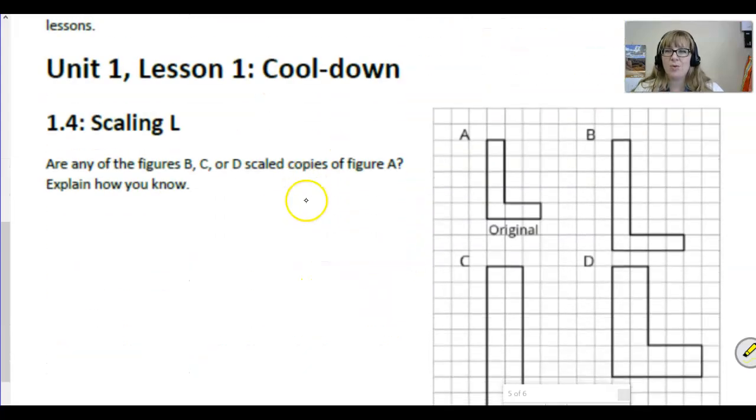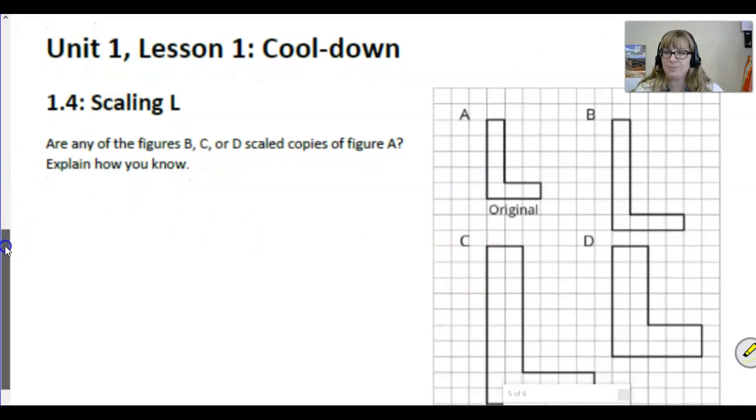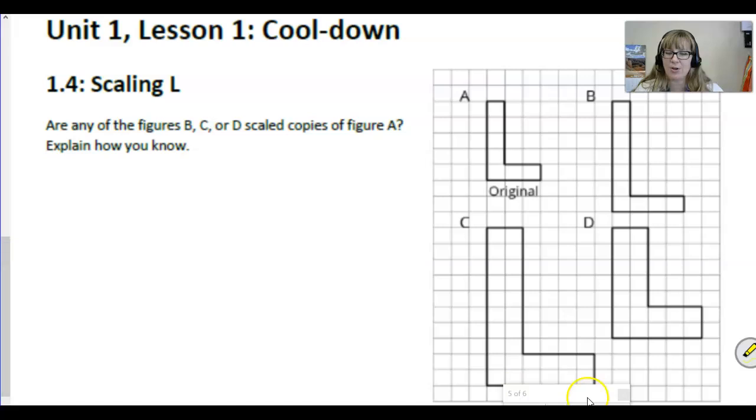Let's go on to our lesson 1 cool down. And this is another one where I want you to pause the video and see if you can work this one out on your own. Are any of these figures, B, C, or D, scaled copies of the original? Take a look very closely, count and measure if you need to. Are any of these, B, C, or D, scaled copies of figure A? Pause the video while you answer. Let's come back.